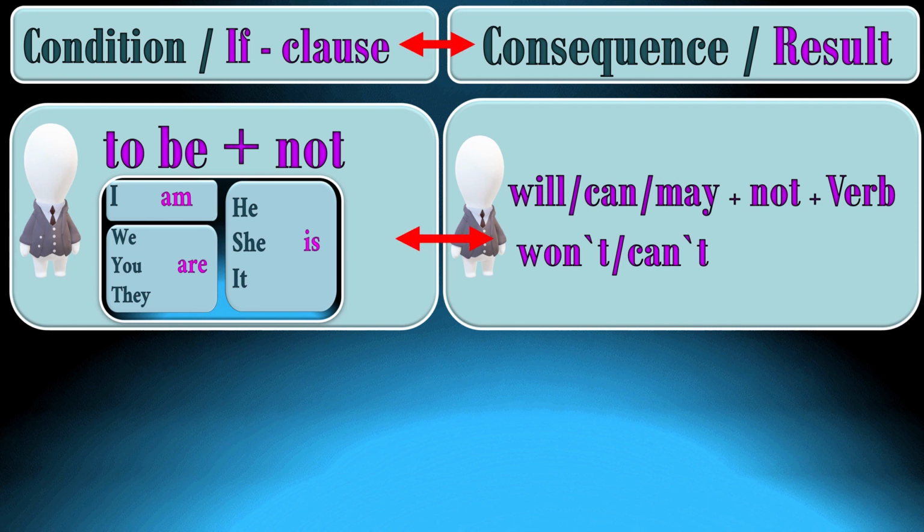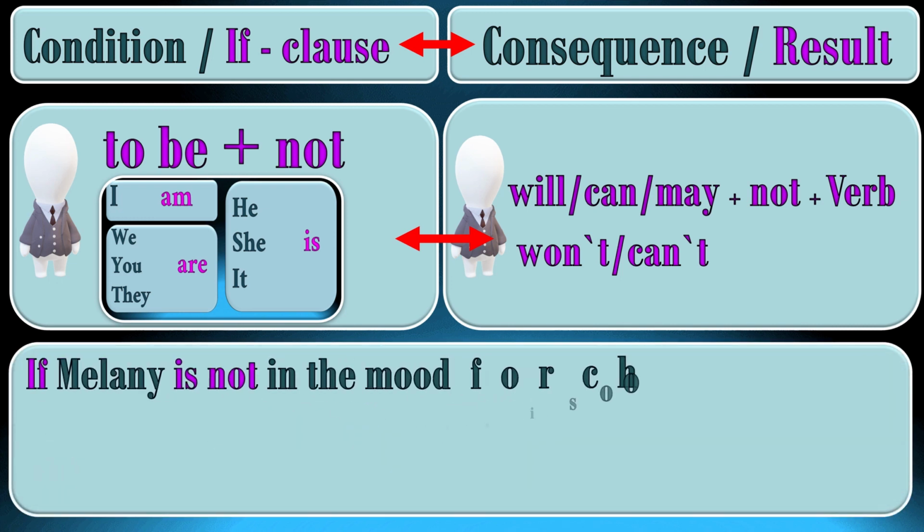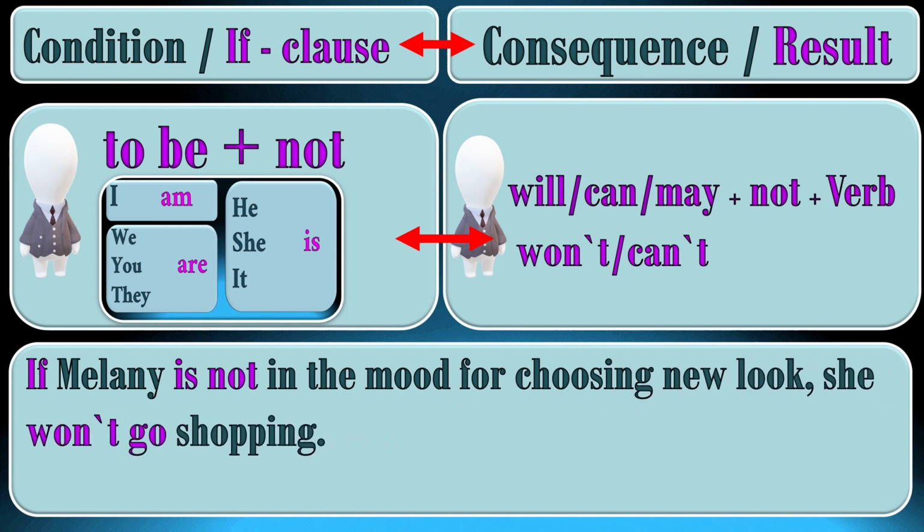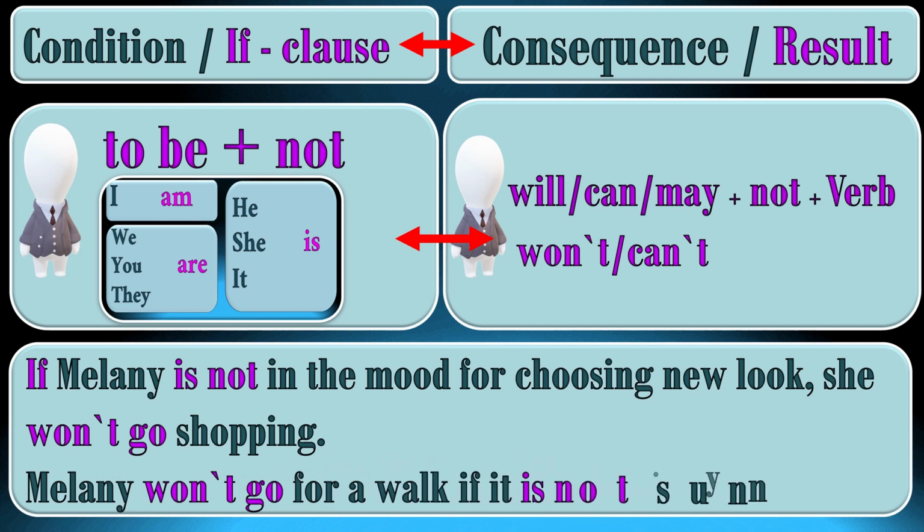Traditionally, we can change the position of clauses. We may start with the consequence and finish a sentence with a condition. If Melanie is not in the mood for choosing a new look, she won't go shopping. Melanie won't go for a walk if it is not sunny.